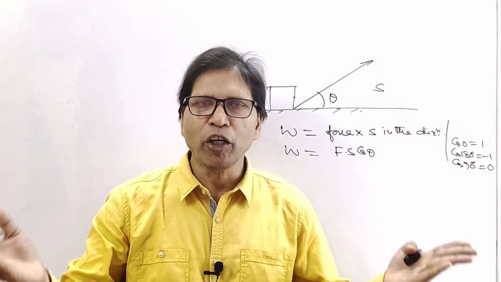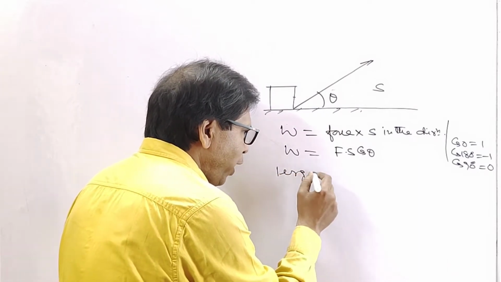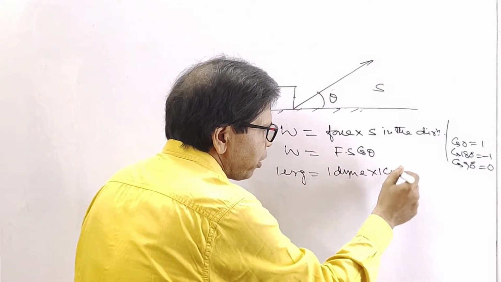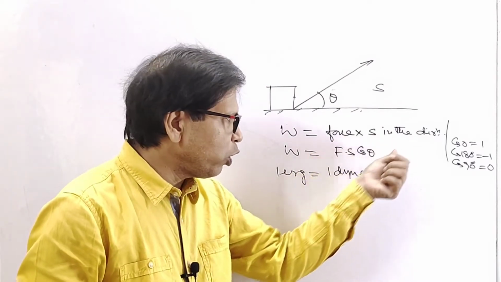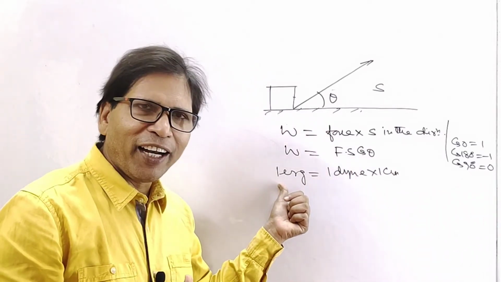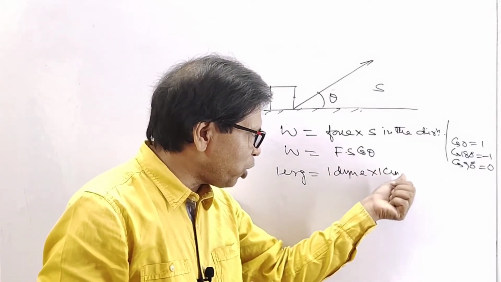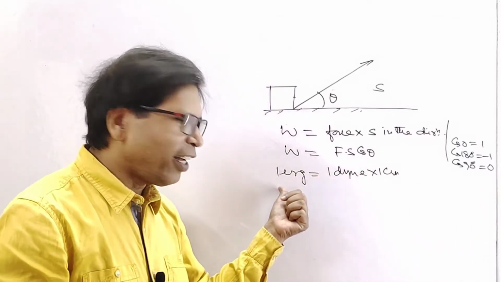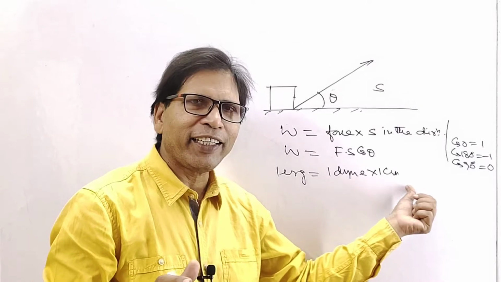Okay, now unit of work. In CGS system, the unit of work is erg. 1 erg equal to 1 dyne into 1 centimeter. If a force of 1 dyne produces displacement of a body by 1 centimeter in the direction of applied force, then the work done is 1 erg. Therefore 1 erg equal to 1 dyne into 1 centimeter.